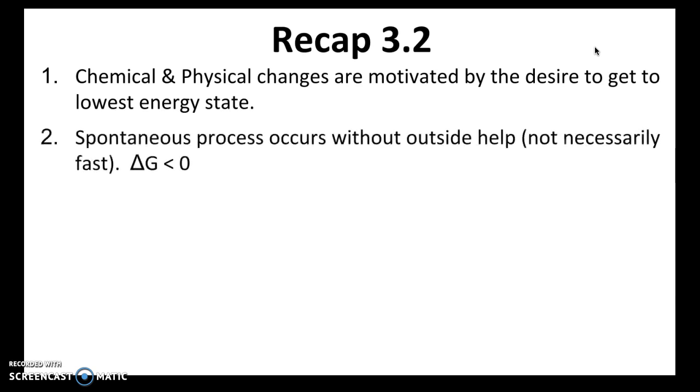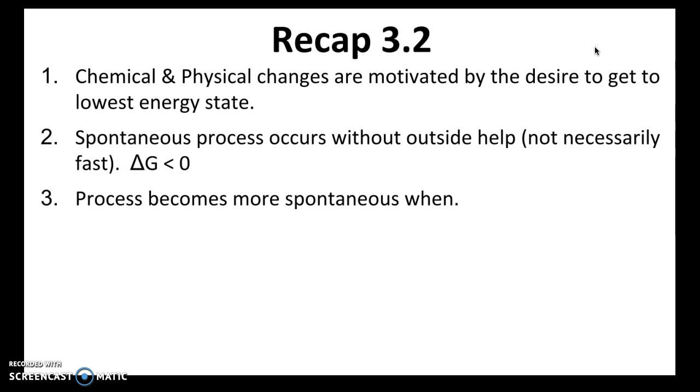We also learned that a spontaneous process is one that occurs without any outside help, and it's not necessarily fast, and we know something is spontaneous because delta G is less than 0. The reason the first and second points match up is because reactions tend to go towards the lowest energy state spontaneously, meaning you don't need to move the ball down the hill. It will roll down the hill on its own, spontaneously, because it's getting to a lower energy state.